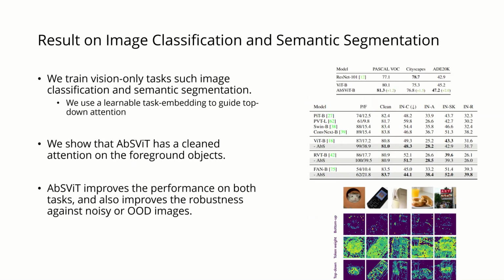We also apply AbSViT to vision-only tasks, such as image classification and semantic segmentation. In these tasks, we use a learnable task embedding to guide the attention. And it turns out AbSViT is also able to improve performance on these tasks, and it can also improve the robustness of the model against noisy or out-of-distribution images. By visualizing the attention maps, we find that the attention of AbSViT is actually cleaner and more focused on the foreground objects.